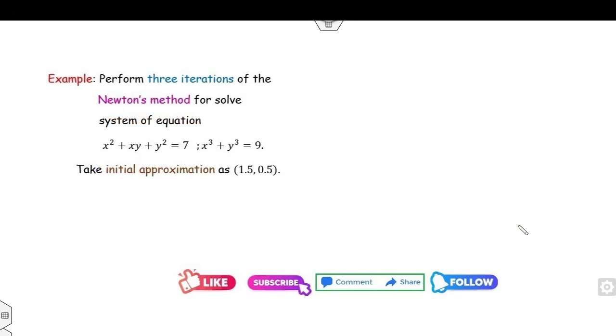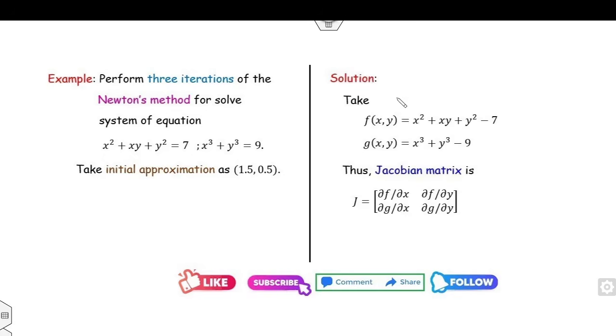Look at another one. In this case, they are asking you to perform only the 3 iterations. Fine. Again, in a similar way, based on f and g, you can find the Jacobian matrix: f with respect to x is 2x plus y, with respect to y is x plus 2y; g with respect to x is 3x square, with respect to y it is 3y square.